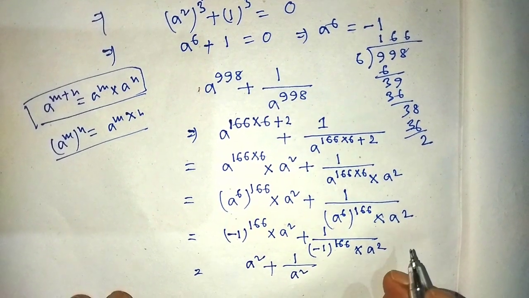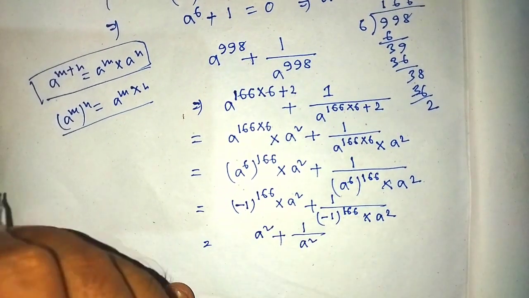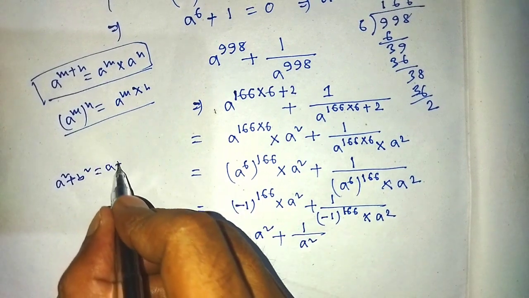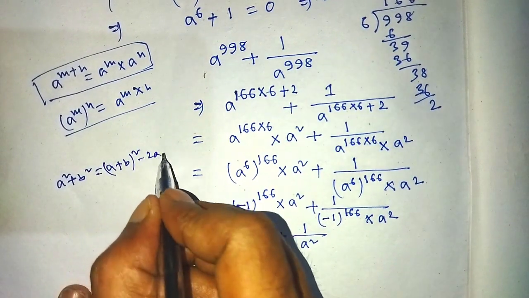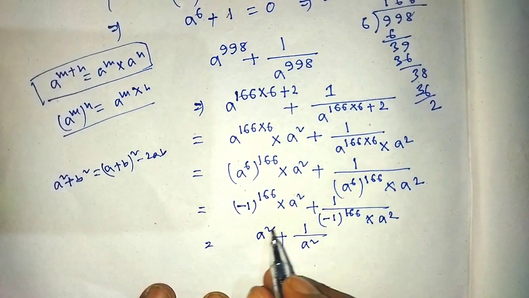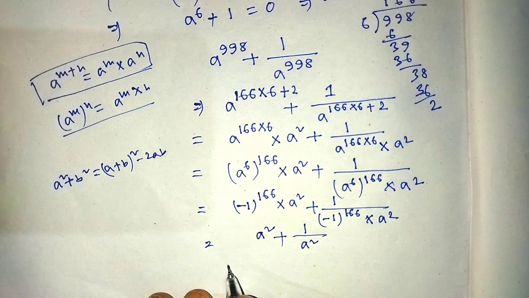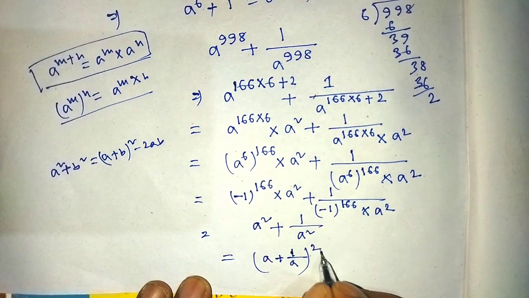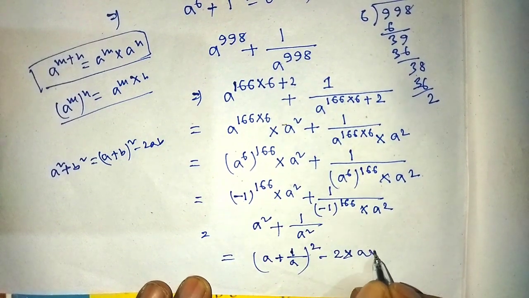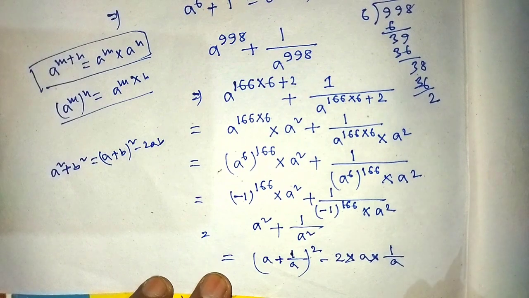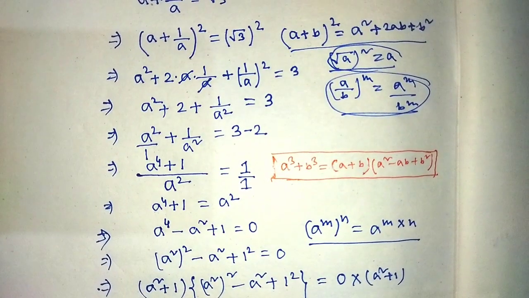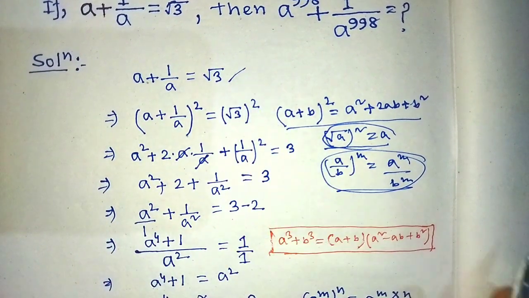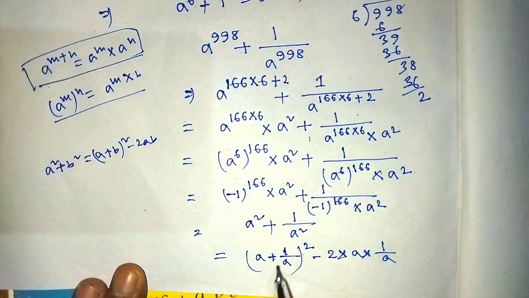Okay. So student, now we have to apply the formula a square plus b square is equal to a plus b whole square minus 2ab. Okay, so this formula we have to apply on this algebraic expression. So we can write here a plus 1 over a whole square minus 2 into a into 1 over a. So student, we know that the value of a plus 1 over a is equal to root 3. So this value we have to put in this algebraic expression.